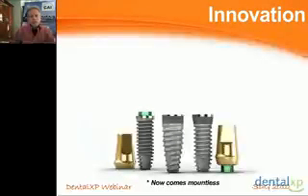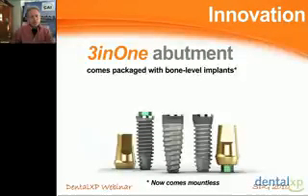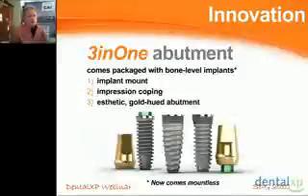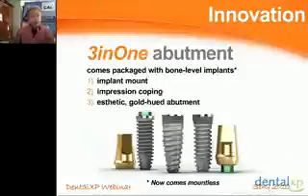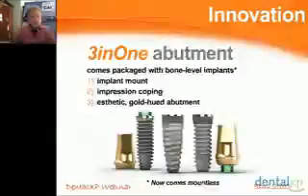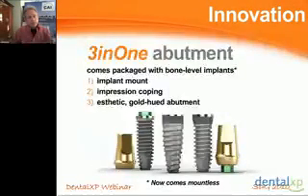Today I'm just focusing right now on some of the applications in the diagnosis and the treatment planning so that we can show you how we can utilize some of these components. The 3-in-1 abutment is called 3-in-1 because it delivers the implant to the patient, serves as the implant mount. It is an impression coping, as I just demonstrated, and it can be used as the final restorative abutment.